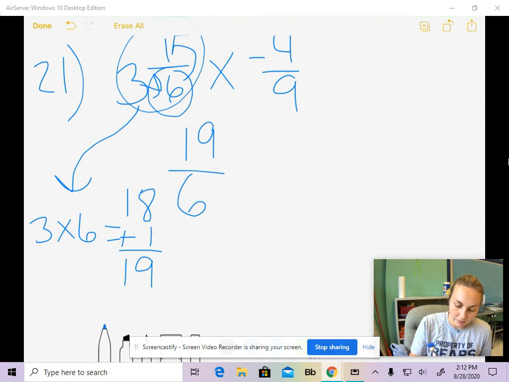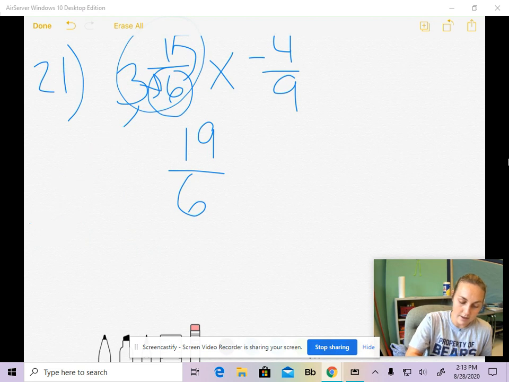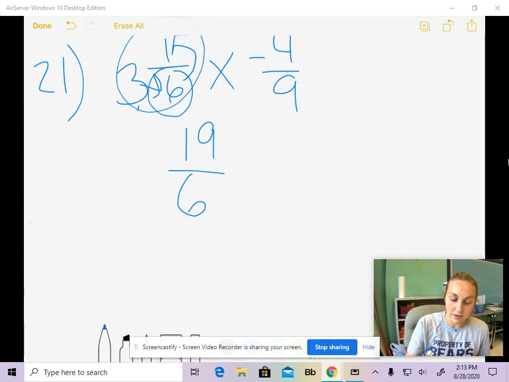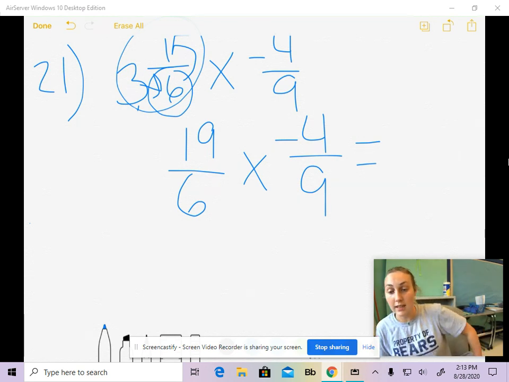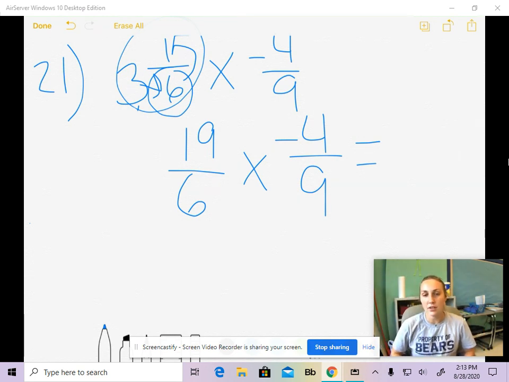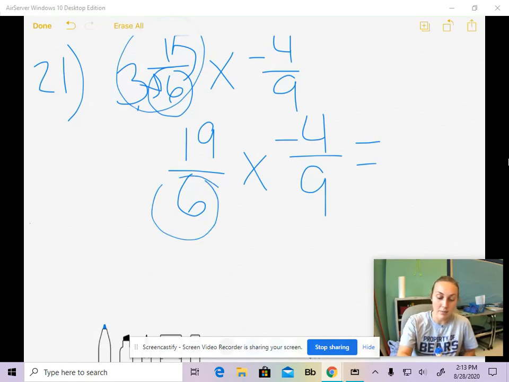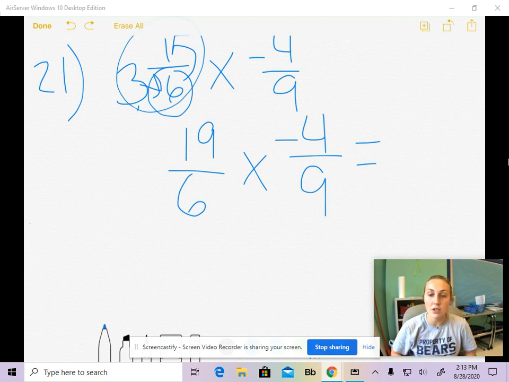Okay? So let's erase some of this because it's getting a little messy. All right, let's go back. So now our improper fraction is 19/6. We're going to multiply that by -4/9. Now this is where multiplication is actually pretty easy for fractions, because when you're adding or subtracting, you have to get the same denominators. You have to get the exact same number for these numbers right here. But for multiplication, you don't have to do that. All you have to do is multiply across. You have to multiply the numerators together and multiply the denominators together to get the answer.